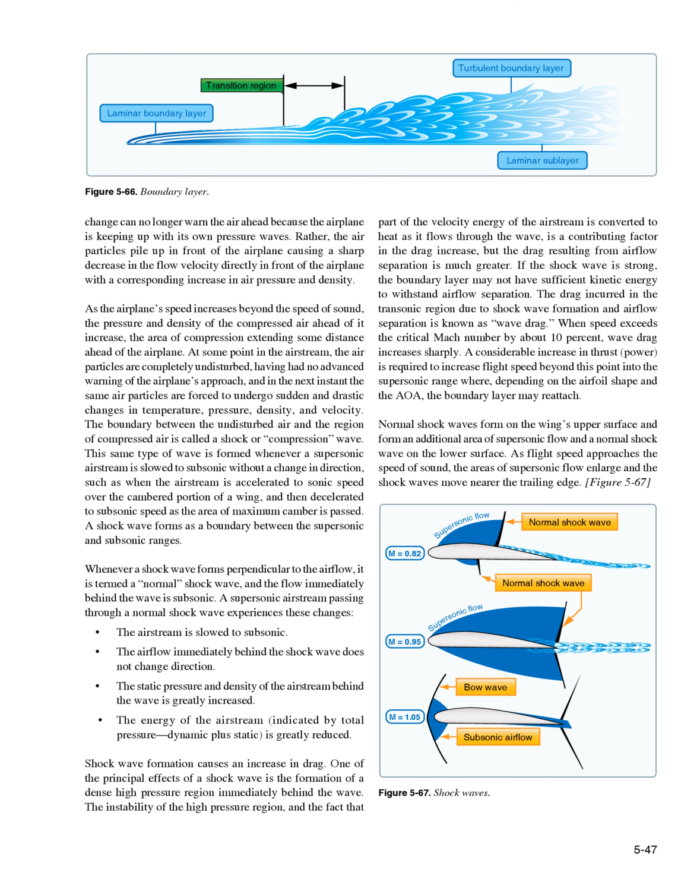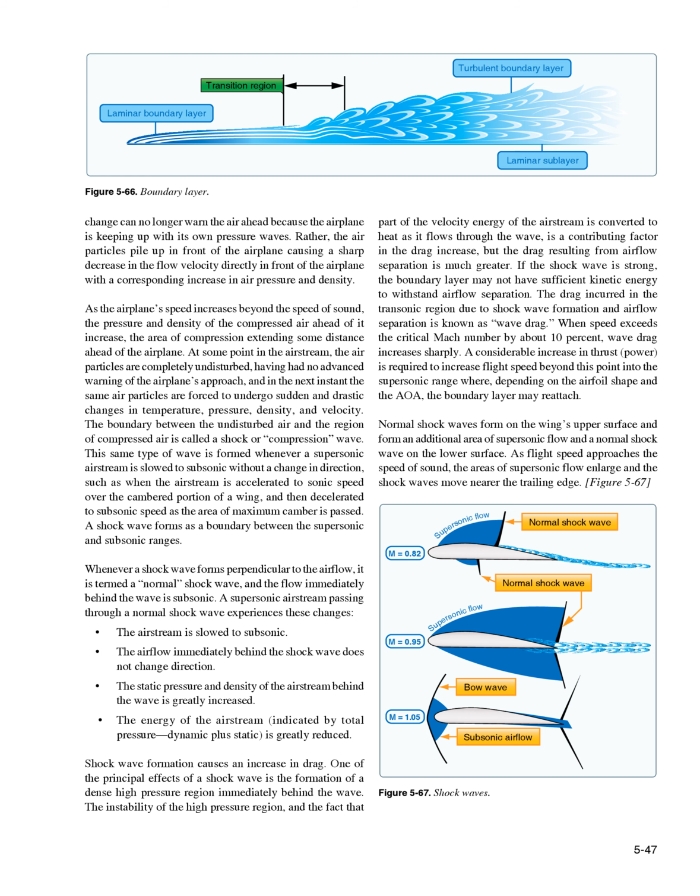The boundary between the undisturbed air and the region of compressed air is called a shock or compression wave. This same type of wave is formed whenever a supersonic airstream is slowed to subsonic without a change in direction, such as when the airstream is accelerated to sonic speed over the cambered portion of a wing, and then decelerated to subsonic speed as the area of maximum camber is passed. A shock wave forms as a boundary between the supersonic and subsonic ranges.